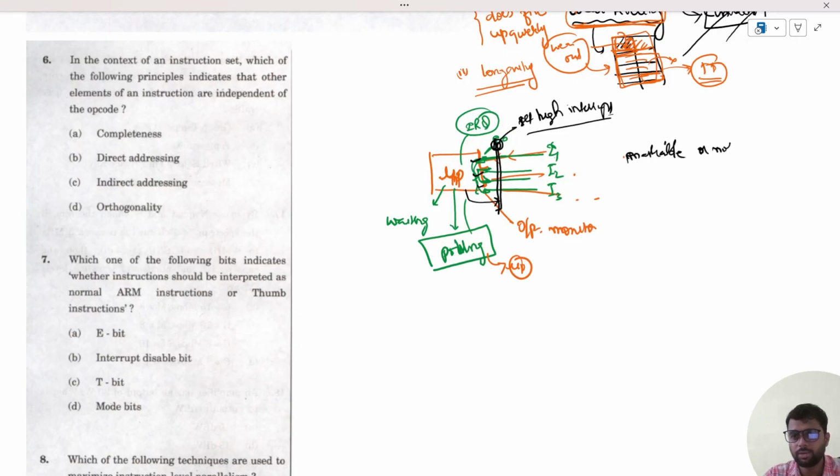Maskable or not. For example, a maskable processor means whether the request could be ignored or not. For high priority inputs, the request cannot be ignored. Even if the microprocessor is doing some important work, it will have to stop that work and attend the interrupt. So that is the difference. It will check that, then save the status of its current process, and then go to attend the interrupt.